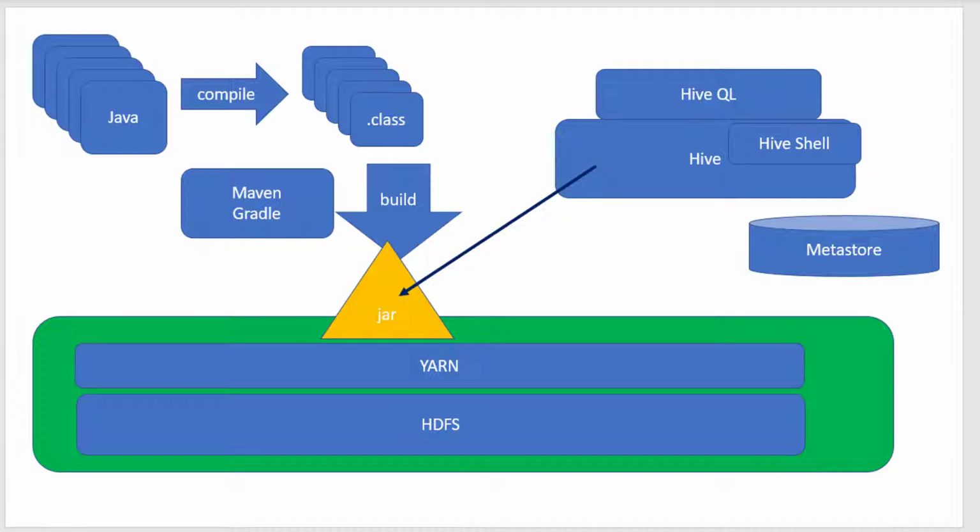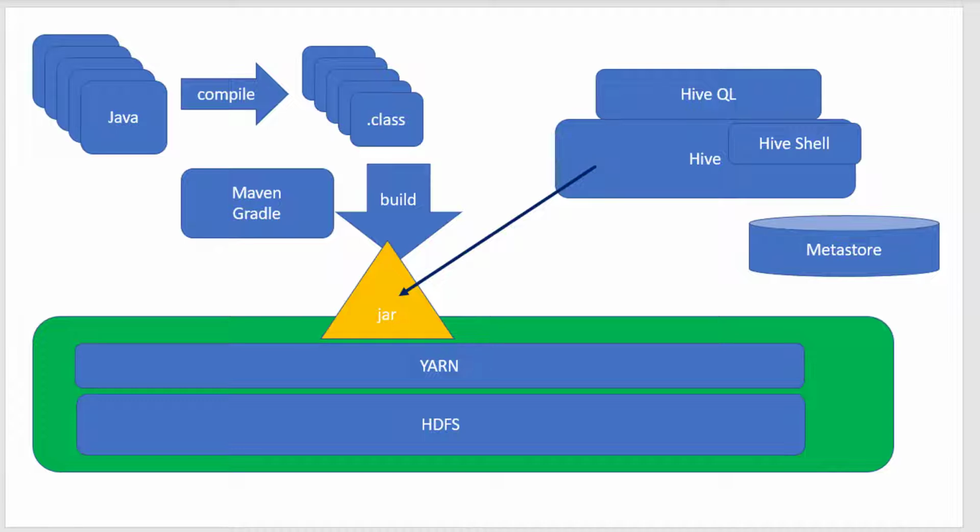As such, HDFS will be used for storage and YARN will be used as a resource manager to execute any MapReduce code. Hive internally maintains a Metastore: the structure of the data, where the data is stored within the HDFS, and what the types of the data are, all of that gets stored within the Metastore.